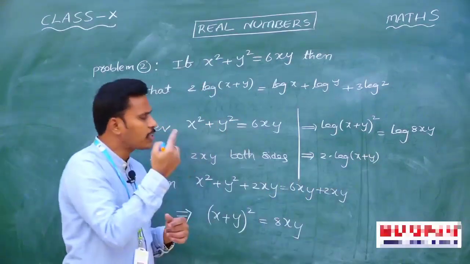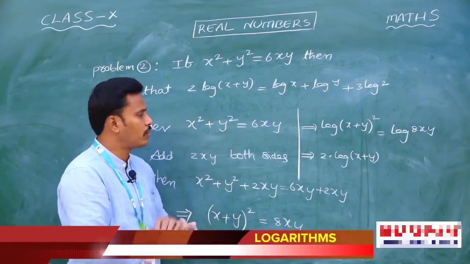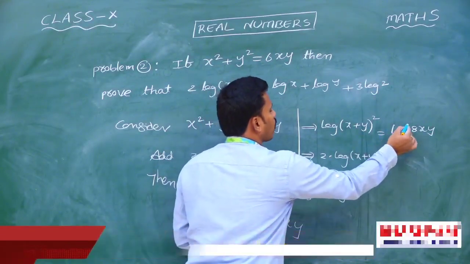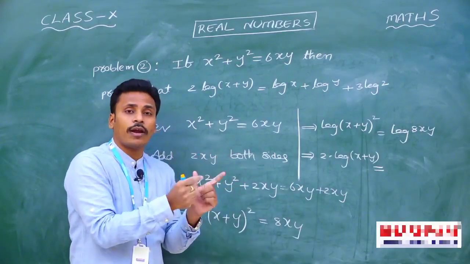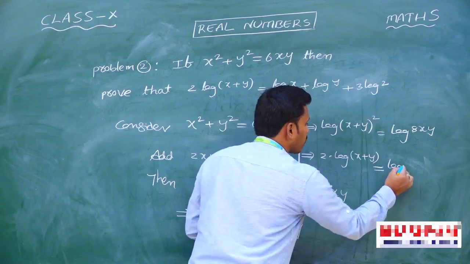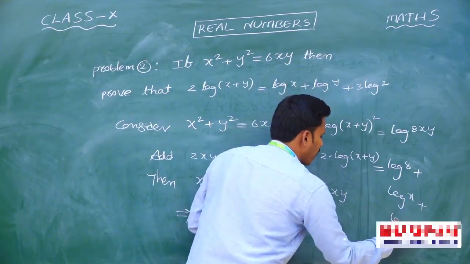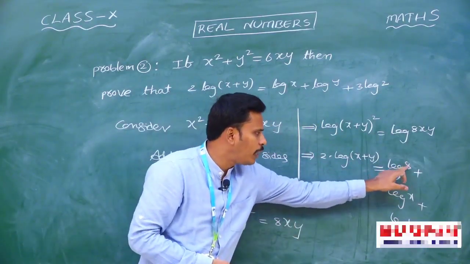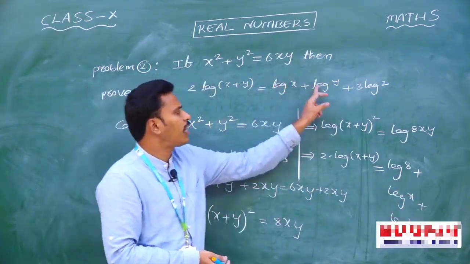You need to revise and memorize all the standard laws. With the help of those laws only we are proving this. And 2 log (x plus y) is equal to logarithm of the product 8xy. Logarithm of a product is equal to the sum of logarithms. So logarithm of 8xy can be written as logarithm of 8 plus logarithm of x plus logarithm of y. So 2 log (x plus y) is equal to the sum of these three, so we need 3 terms here.